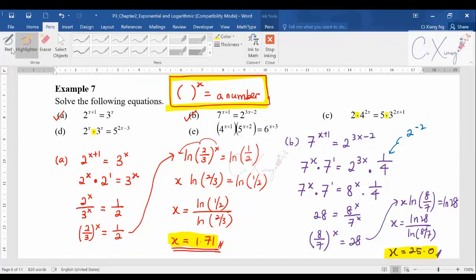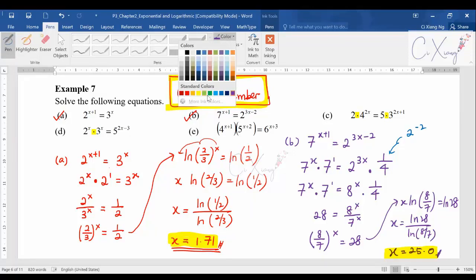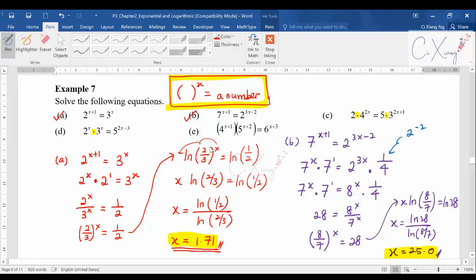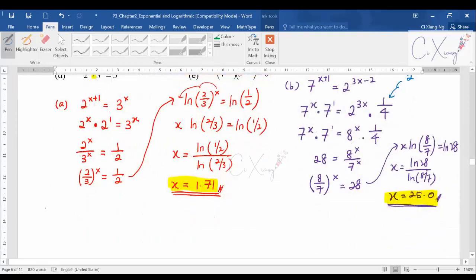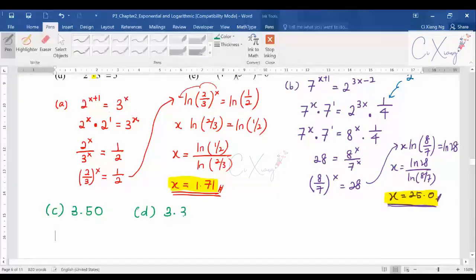If there is no problem, I will leave C, D, and E for you to try out yourself. I will just give you the final answers here. For part C, you should get 3.50. For part D, you should get 3.38. And for part E, you should get 0.640.